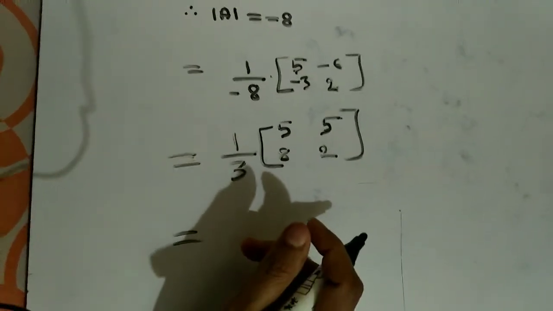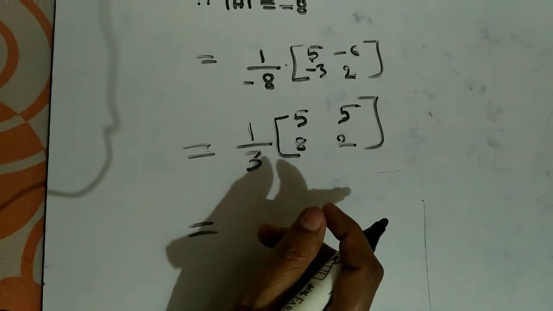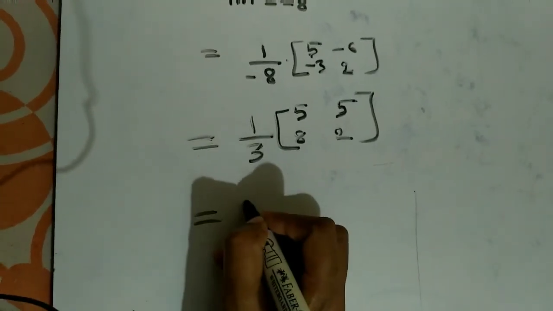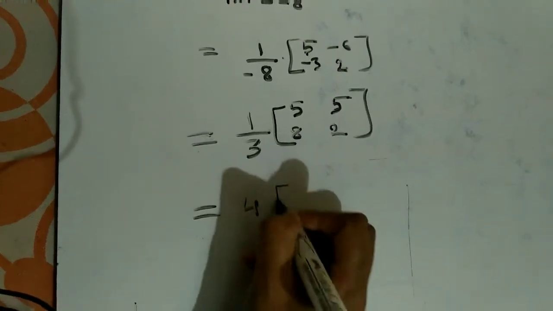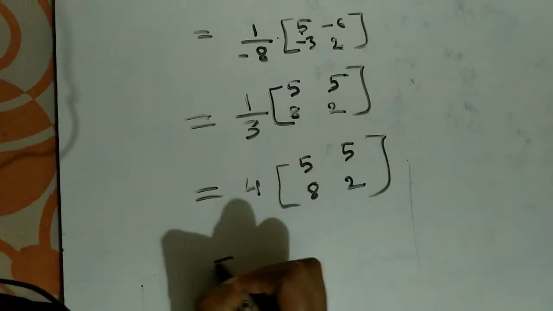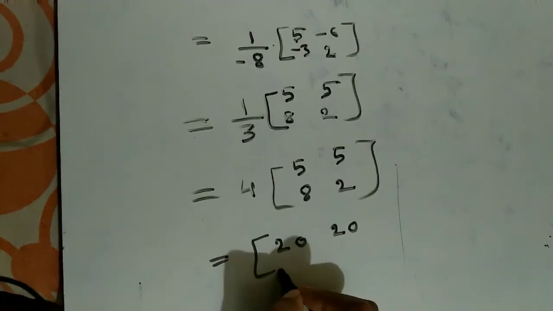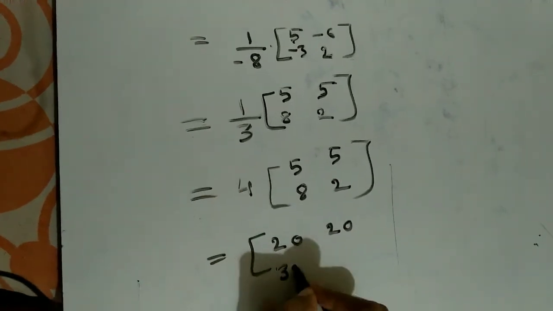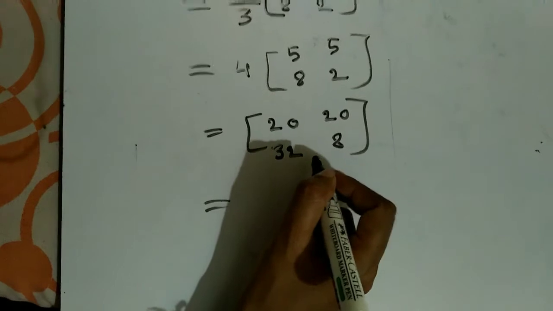1 by 3 is what we have to find now, the inverse, which is 4. So we have 4 times 5, 5, 8, 2. This is 20, and this is also 20, and 4 times 8 gives you 32, and this is 8. But 20, 20, 32 do not belong to F11.